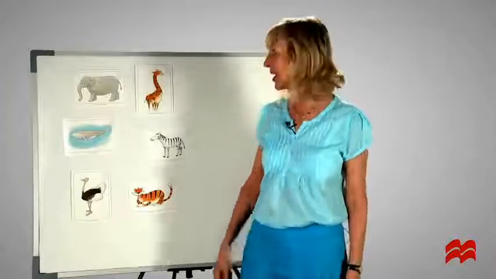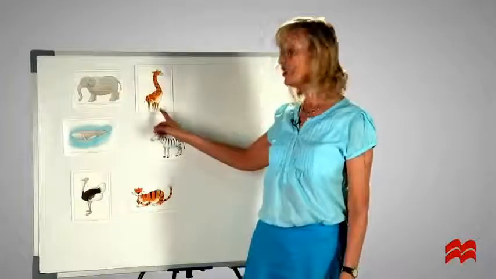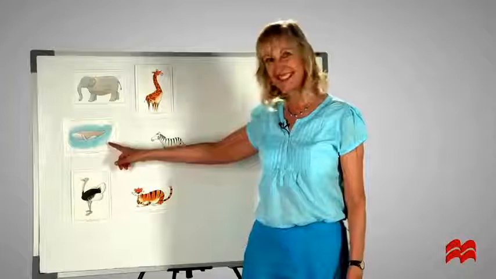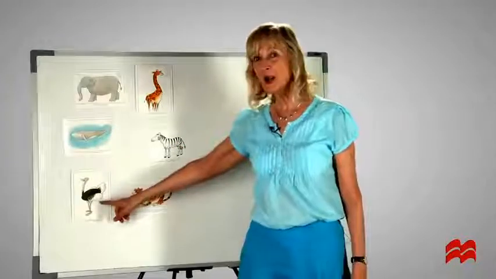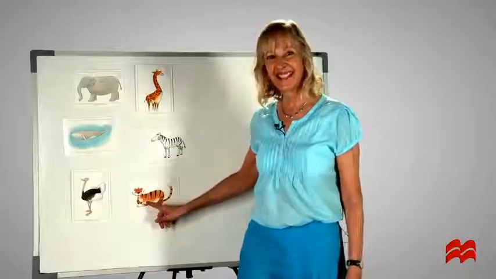Do an initial flashcard activity with the children. Stick the flashcards on the board. Get the children to repeat the words elephant, giraffe, whale, zebra, ostrich, tiger.